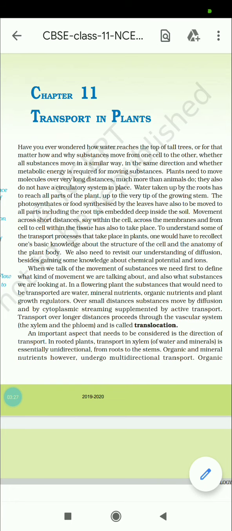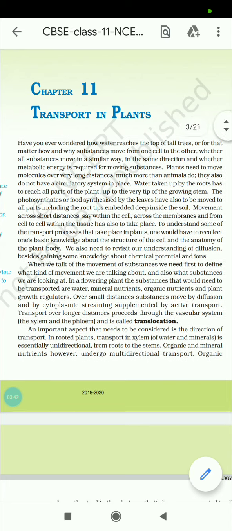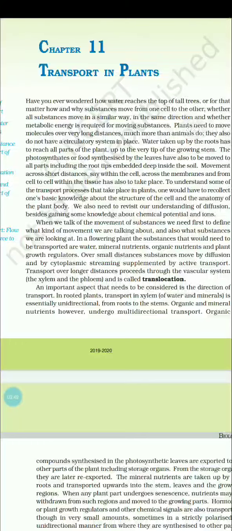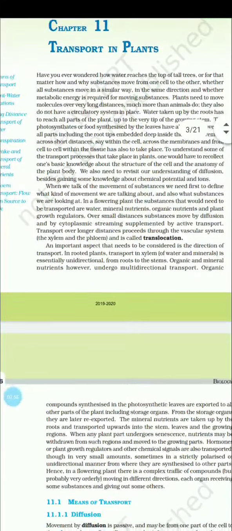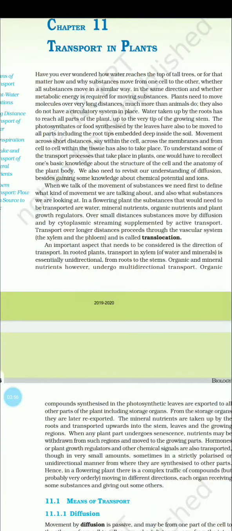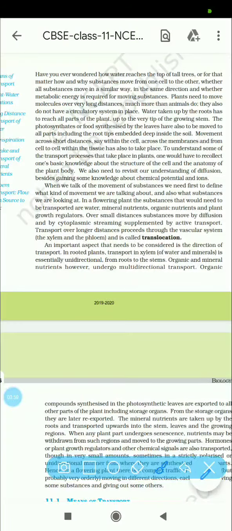We have also covered this part in our regular lecture, if you remember the last lecture which happened before the corona situation. So how will these substances move? There are some transport processes, like diffusion, which we have discussed in the cell membrane also. It is the movement of a substance from higher concentration to lower concentration. That is what we call diffusion. Now over here they have given the most important part. In this part they have mentioned the definition of translocation.